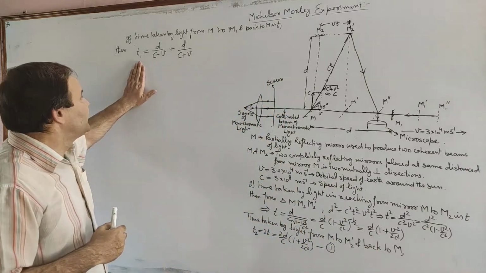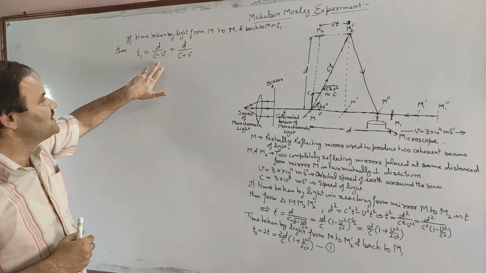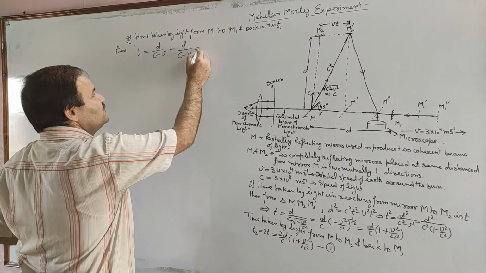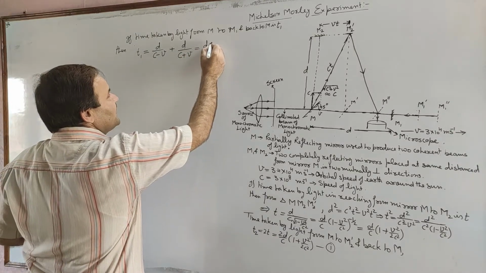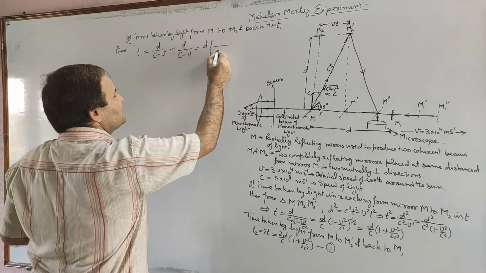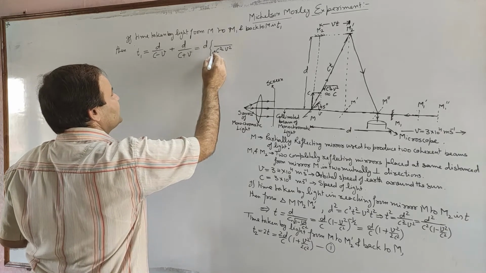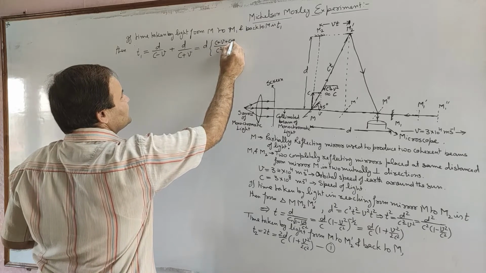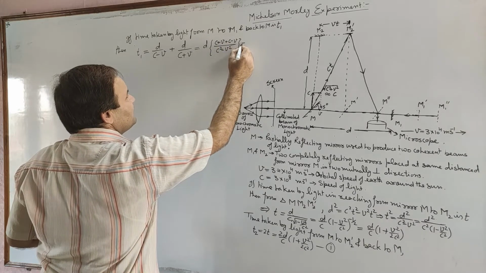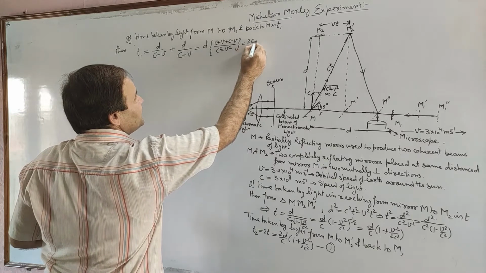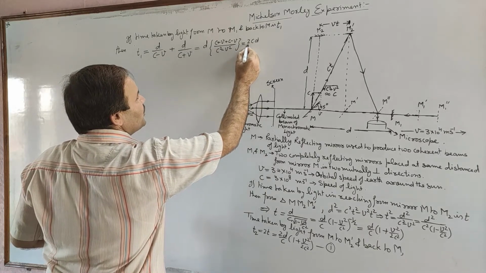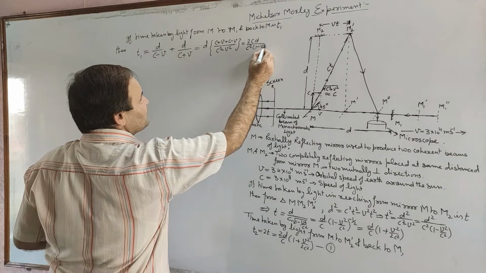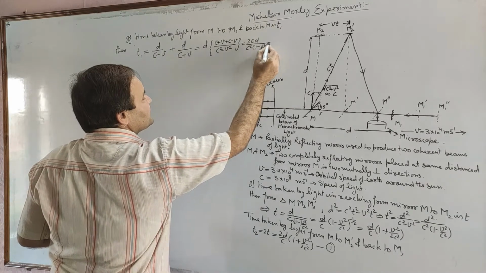Now T1 is equal to d upon c minus v plus d upon c plus v, which is equal to d common, and the LCM will be c square minus v square. Here c plus v plus c minus v will become 2c, into d upon c square taken as common, to get 1 minus v square by c square.